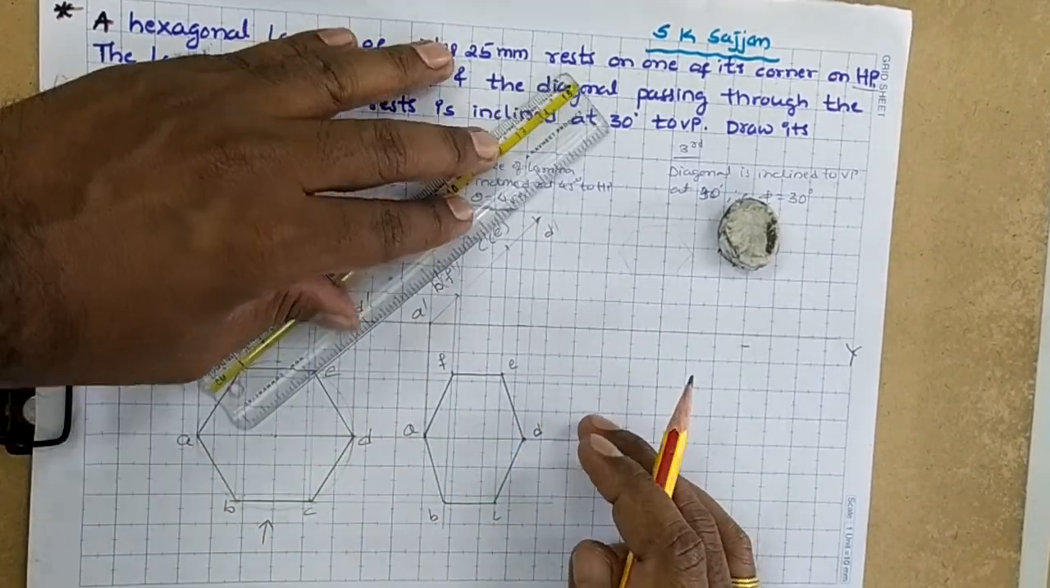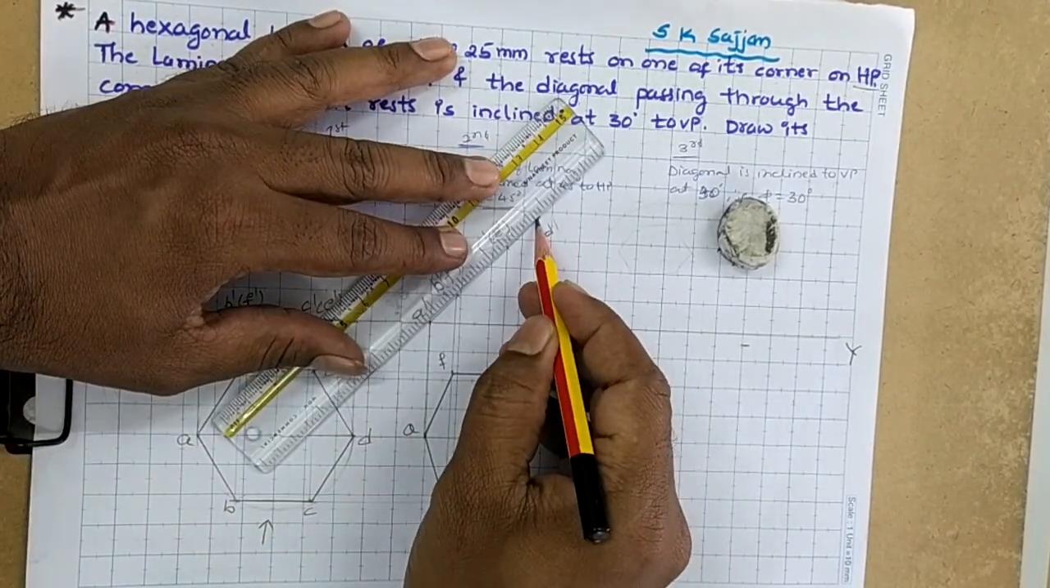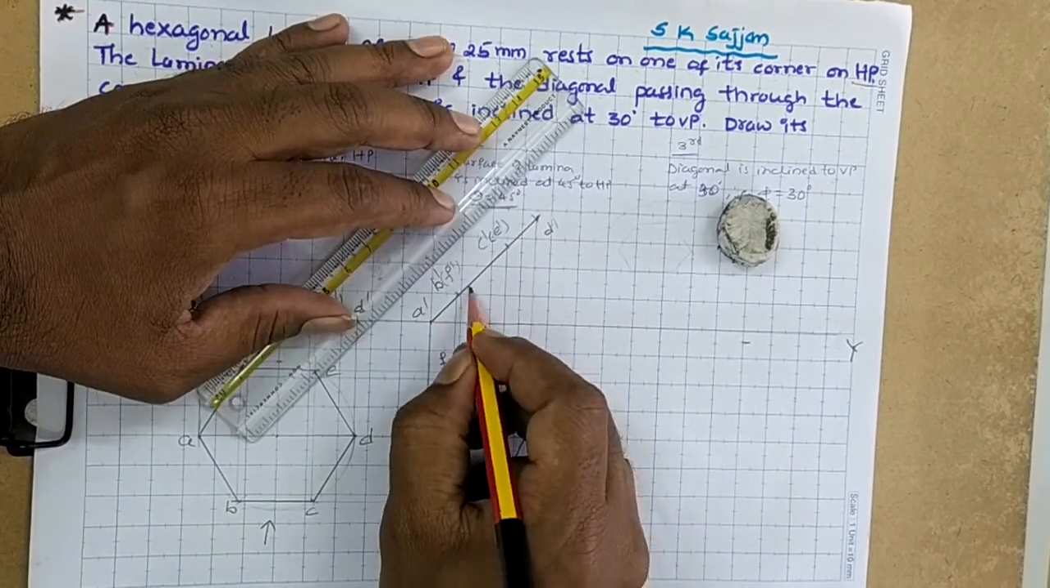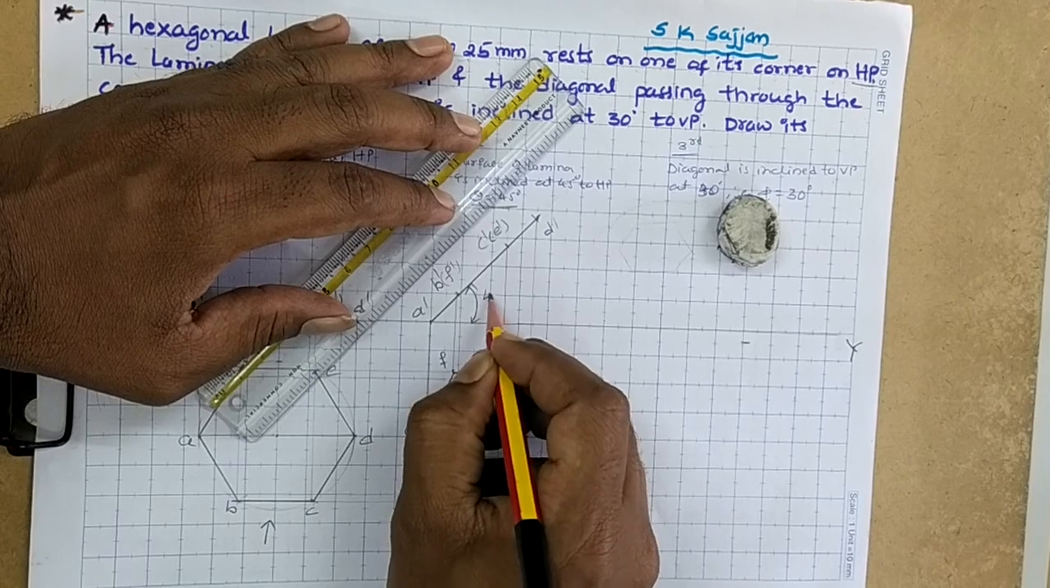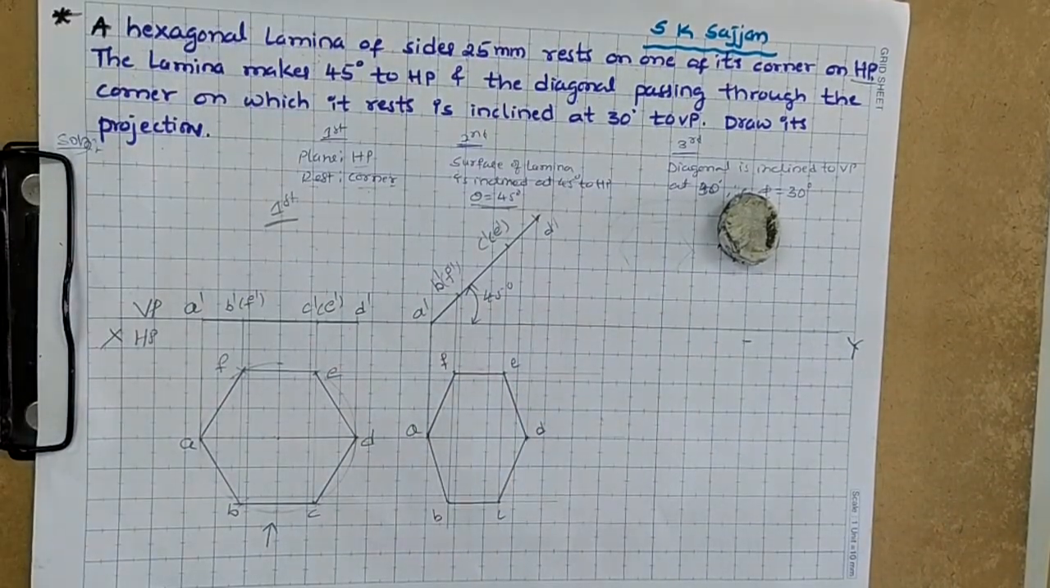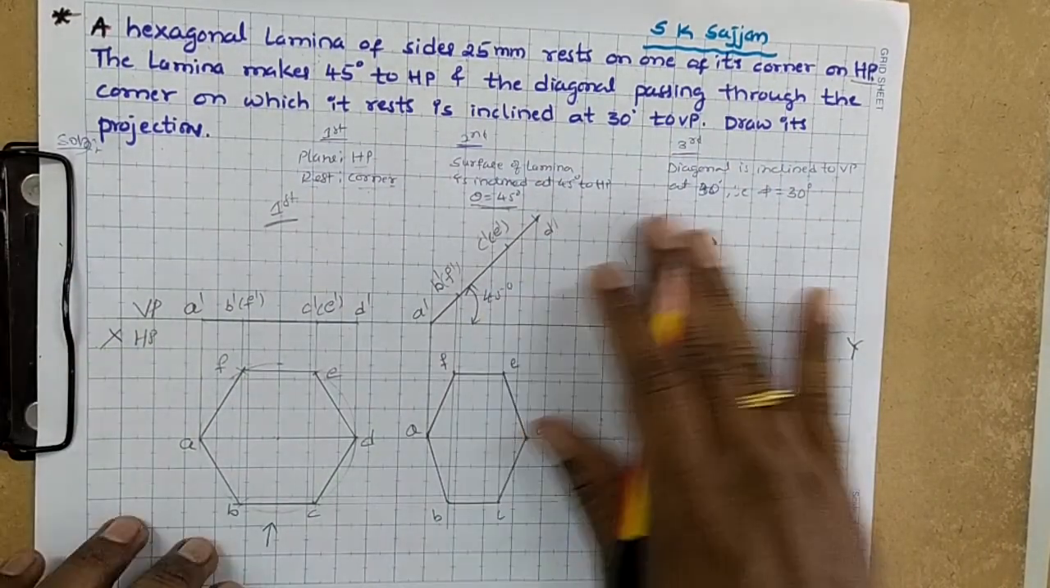This is the top view, and I want to make the front view dark also. This angle is given as 45 degree. Okay, these are the second set of views. I want to draw the third set of views.